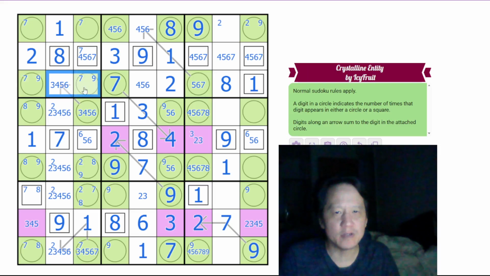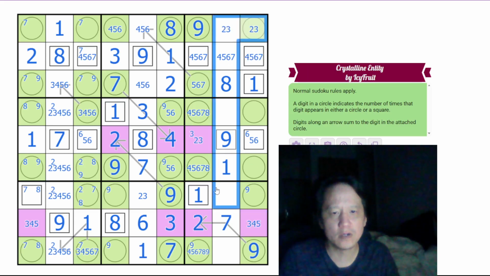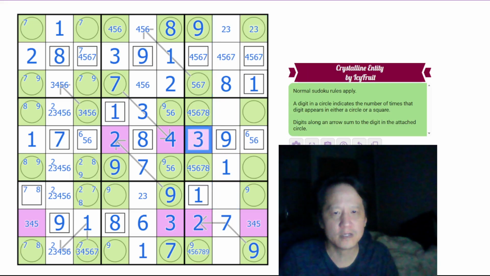7 cannot be either of these. We have a 4, 5, 6, 7 quadruplet in box 3. That eliminates 4, 5, 6, 7 in the rest of the box. So this must be a 2, 3 pair. This can't be 2. This 2 eliminates 2 here, so this is a 3.